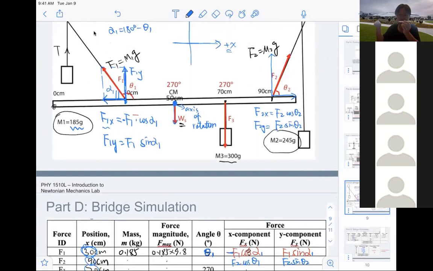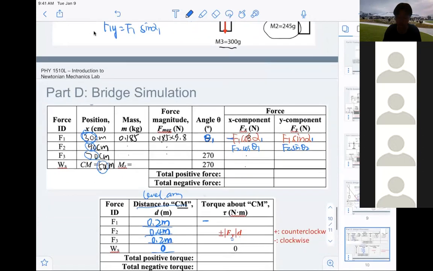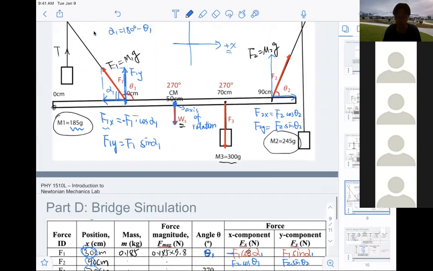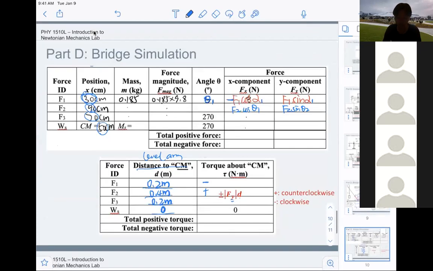F2 is on the other side. This will give you a counterclockwise rotation. So F2 will give you a positive torque. F3, again, is on the right-hand side, but it's downward. Downward is going to attempt a clockwise rotation. So again, F3 will be giving you a negative torque. Okay, so you add up all the positives and the negatives, you should get 0.